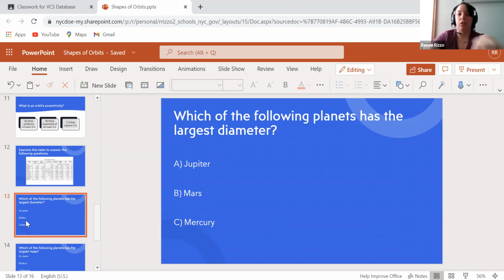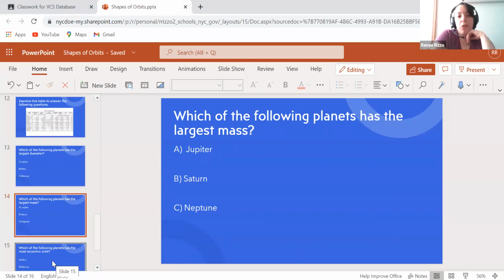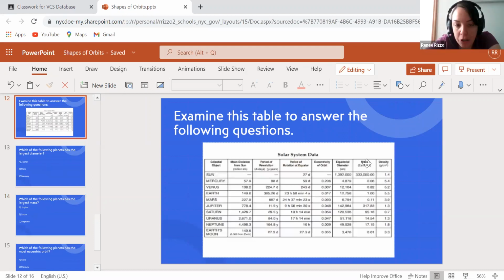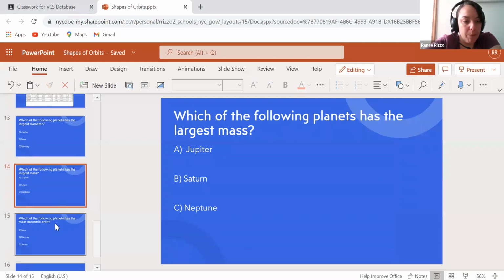And I would definitely recommend going back to the table with your students, going into detail about which number is largest and which number is smallest. So you would follow the same procedure for which of the following planets has the largest mass: A, Jupiter, B, Saturn, or C, Neptune. So going back to the table, looking under mass, for Jupiter, we have 317.83. For Saturn, we have 95.16. And for Neptune, we have 17.15. So the answer would once again be A, Jupiter.